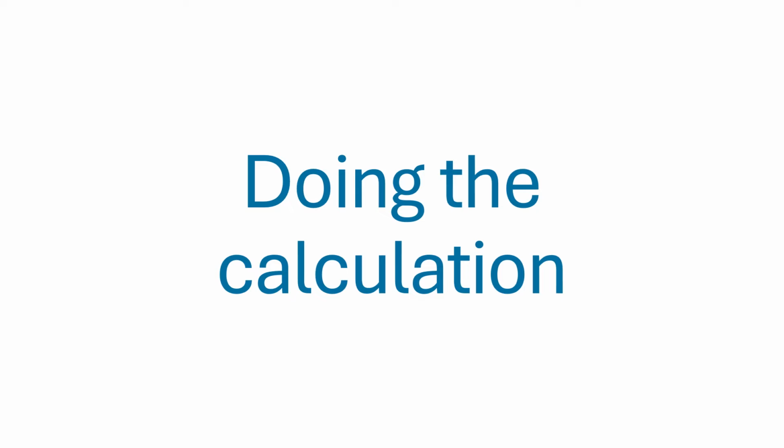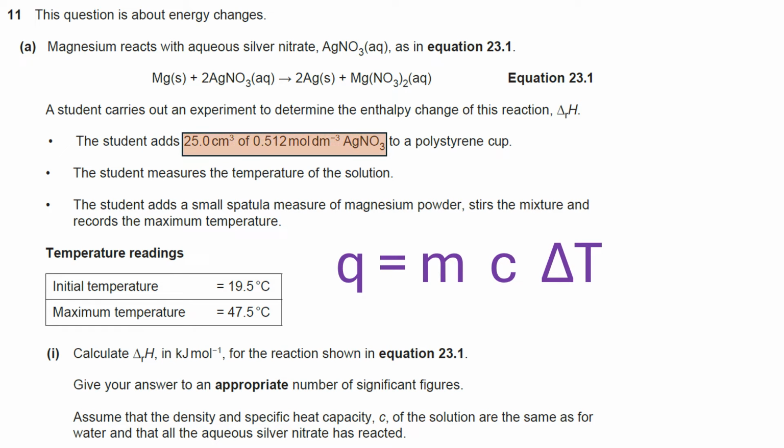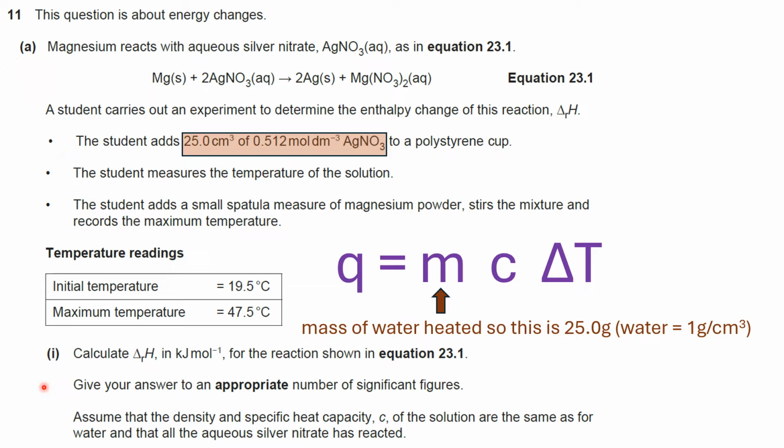So let's now have a look at how we do the calculation. Like we said earlier, it was Q equals MC delta T, and you also have the means to work out the moles of AgNO3. That's coming up a bit later on. So the M is the mass of water heated. That's the 25 centimeters cubed. It says assume that the density and specific heat capacity of the solution are the same as for water, and that all the aqueous silver nitrate has reacted. Now water, you should know, is 1 gram per centimeter cubed. That's something you need to be aware of. So that means that if it's 25 centimeters cubed, the mass of water heated is 25 grams.